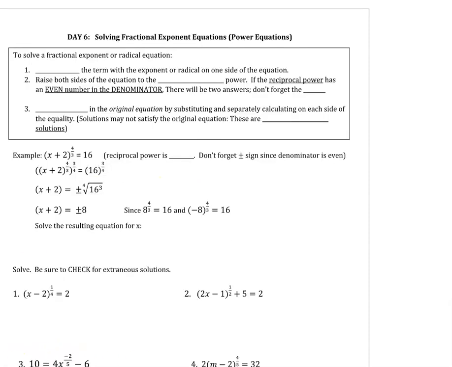So in order to do these problems, the first thing is to always make sure you isolate the term that has the exponent or radical on one side of the equation, and then we'll raise both sides of the equation to the reciprocal power. Now, if the reciprocal power has an even number in the denominator, we'll end up with two solutions, so don't forget the plus or minus. And then we will check our answers in the original equation by substituting and separately calculating on each side of the equality. Keep in mind that solutions may not satisfy the original equation, and those are called extraneous solutions.